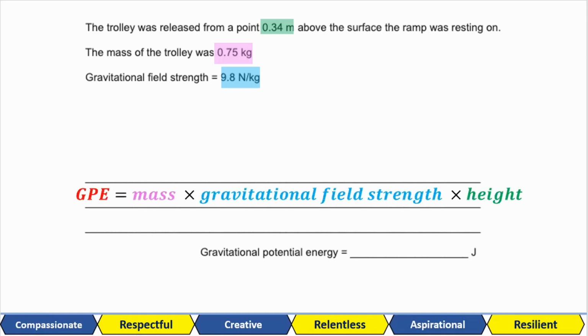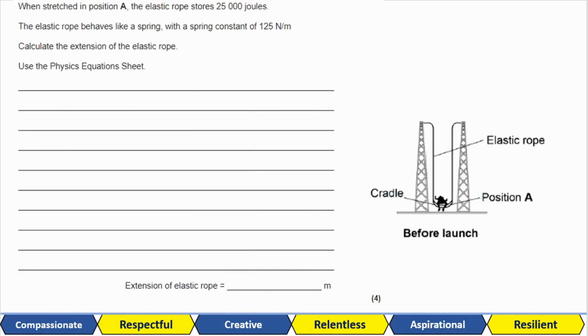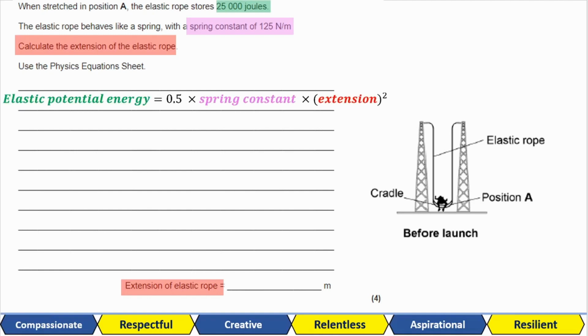Gravitational potential energy is the mass times the gravitational field strength times height. Subbing our numbers, we get 2.499 joules. This last calculation is no joke. We are given these 2 pieces of information and we need to work out the extension of the rope. Since you need to use the equation sheet, you should already know which equation we'll be needing. And that equation will be the elastic potential energy equation. See if you can work out the whole thing.